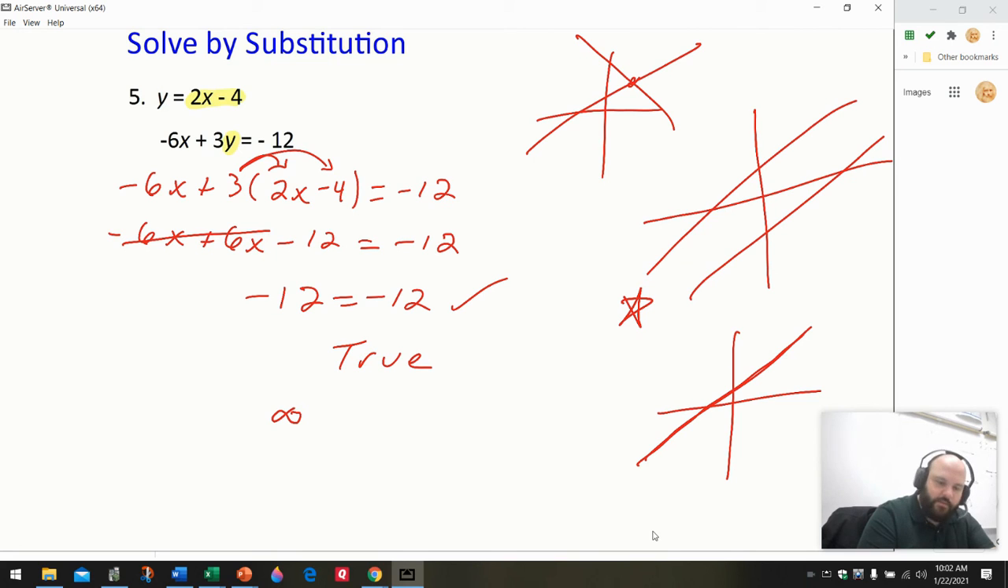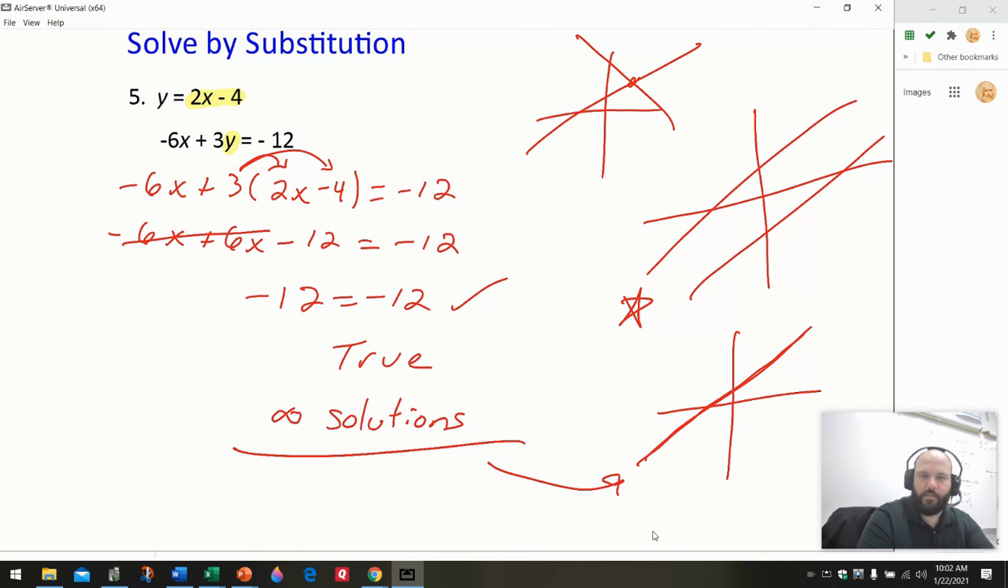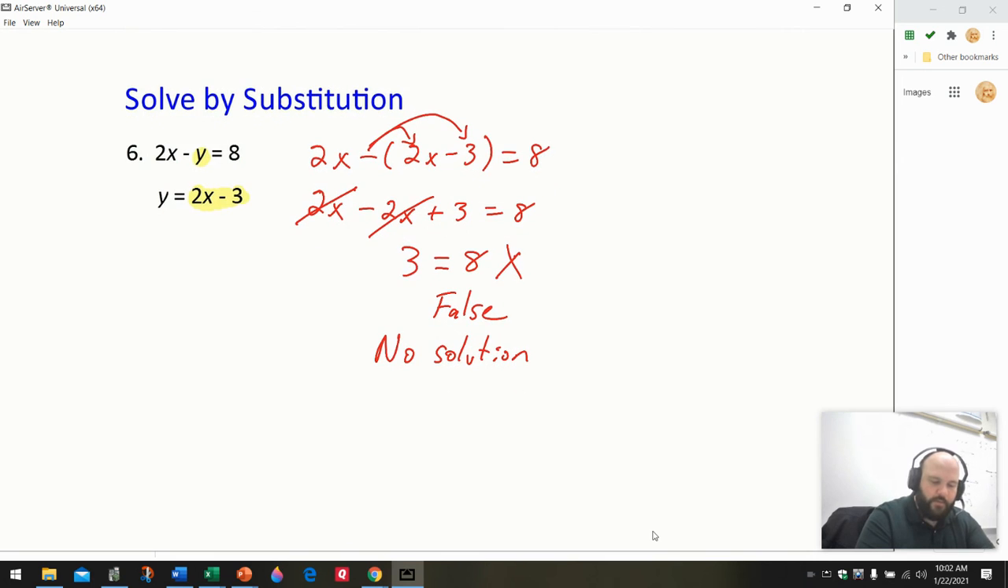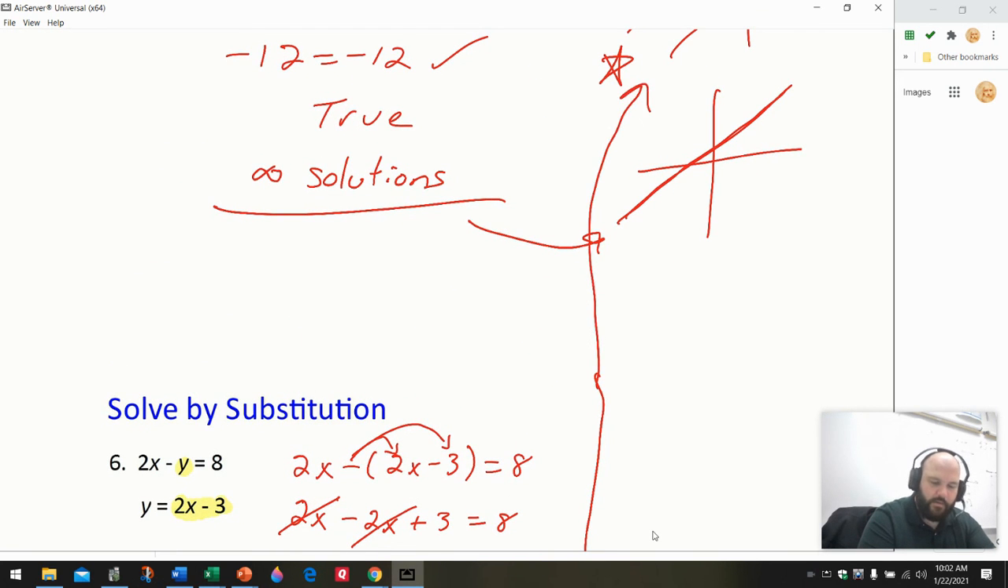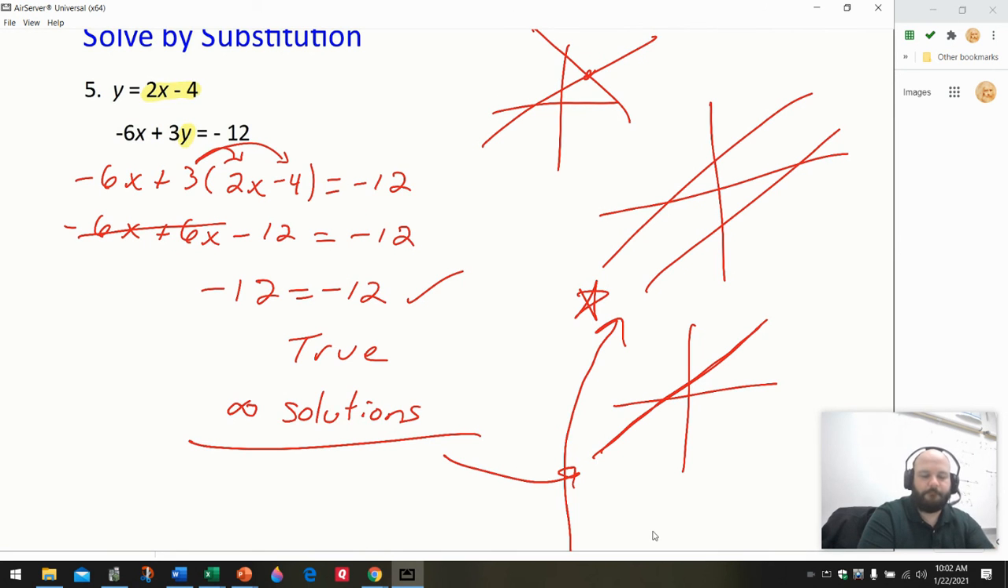So I forgot to label this last one. It should say infinite solutions. So please make sure that if you get the situation that we got for number 5, you do say infinite solutions. So if you get just a true statement, the variables go away, that's infinite solutions. And what that means is this. There's infinite solutions because they're the same line. If you get a false statement like 3 equals 8, that's false. That means there will be no solution. If we bring that line up here, you can see that belongs to this instance where the lines are parallel.